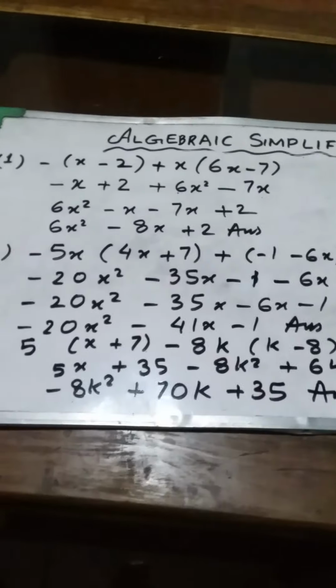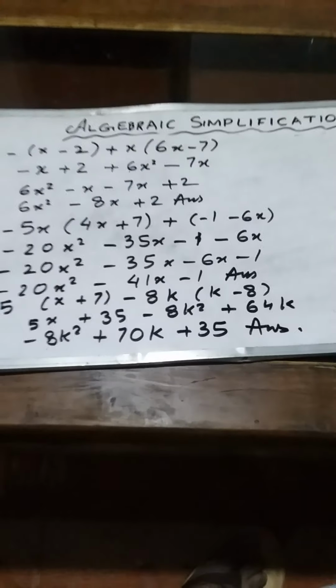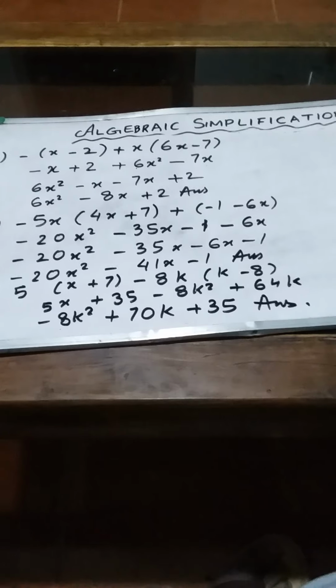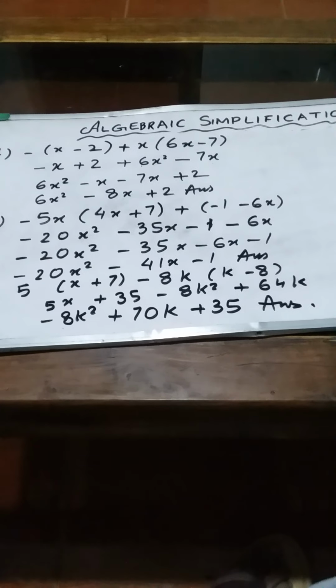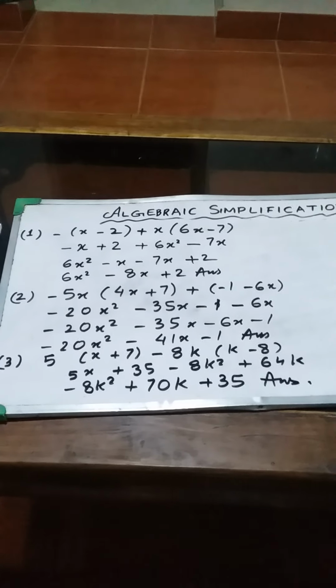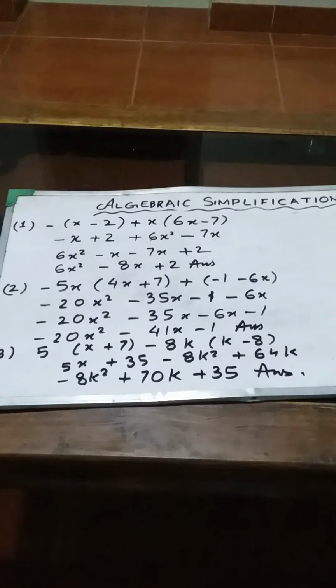So these were a few very easy simplification tricks which I have just explained. You have to remove the bracket, and in removing the bracket we have to multiply. So that's it for today.